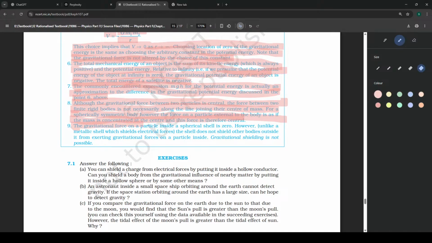The gravitational force on a particle inside a spherical shell is zero. However, unlike a metallic shell, which shields electric forces, the shell does not shield other bodies outside it from exerting gravitational force on a particle inside. Gravitational shielding is not possible. This we will see in class 12, in the electric forces or electric fields chapter. We will see that later.